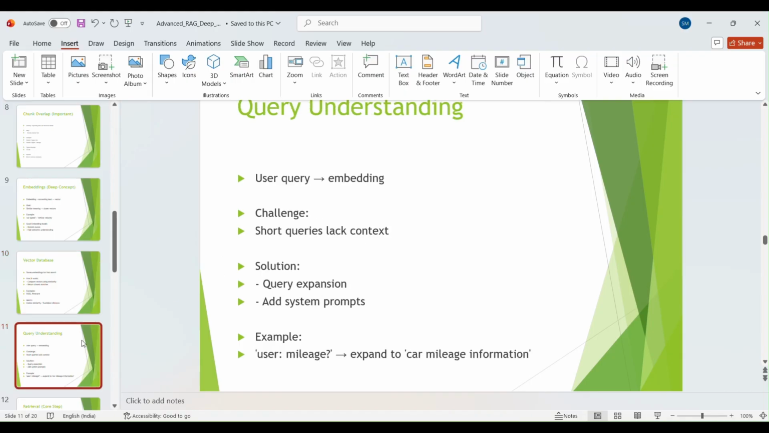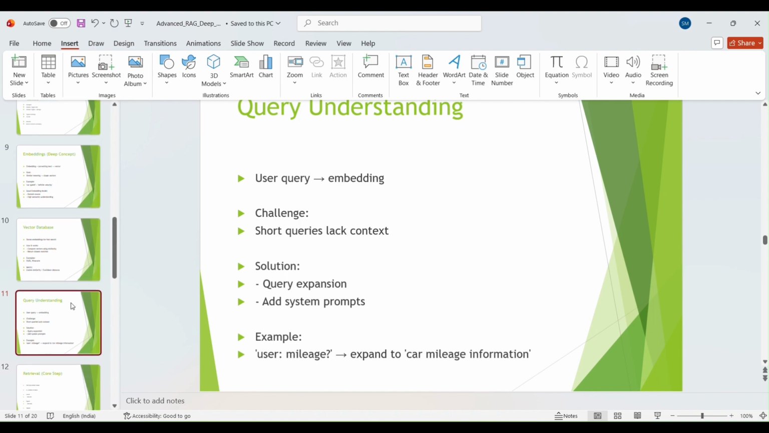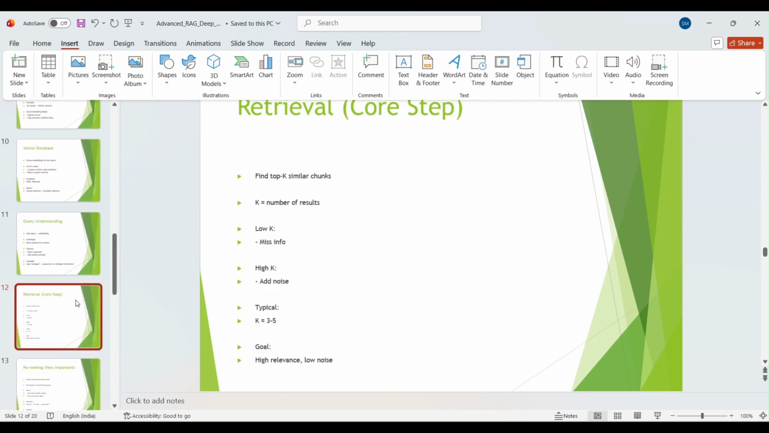Then query understanding. Query understanding means whatever the user is asking is converted into embeddings. There are a few challenges also. Short queries lack context, so we don't know what the user is asking. The solution is query expansion and adding some system prompts. We'll talk about the prompts also. Now, the retrieval core.